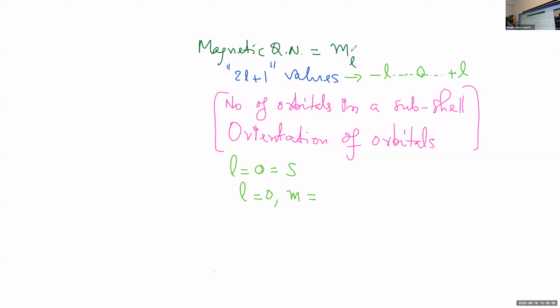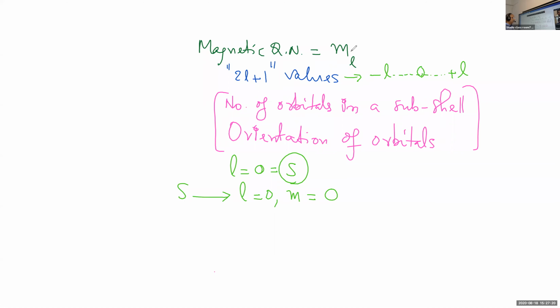So let us find out the case of the S subshell. You come to the S subshell. For S subshell, L is equal to 0. And what are the possible m values? Minus L to plus L. L is equal to 0. Minus 0 to plus 0. There is only one value. Whether it is plus 0, minus 0, it is only 0. So there is only one value that is equal to 0.